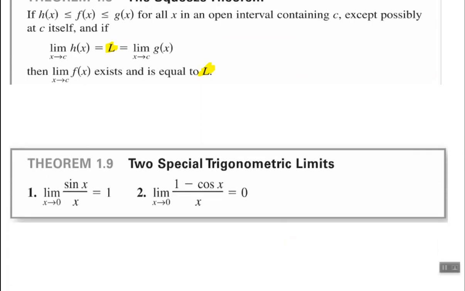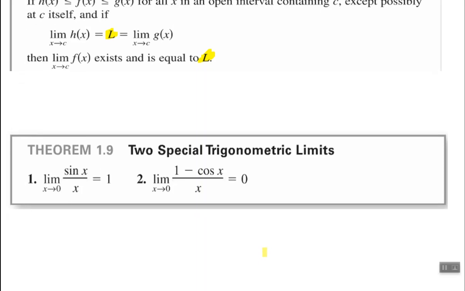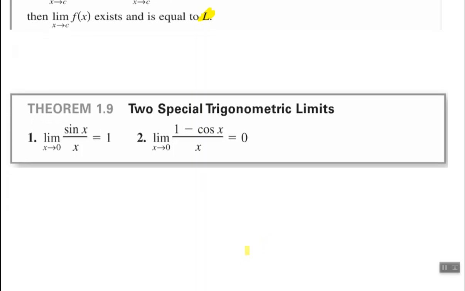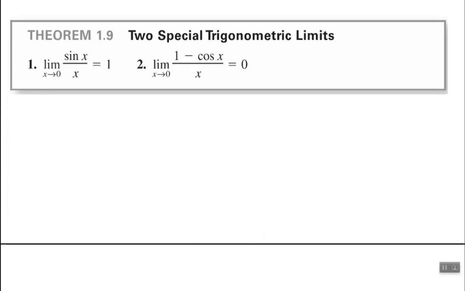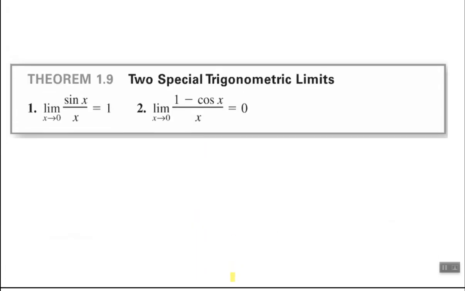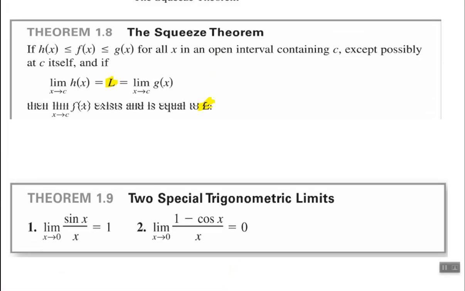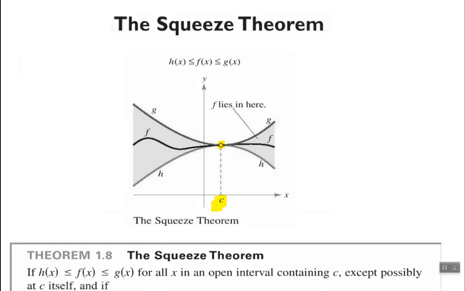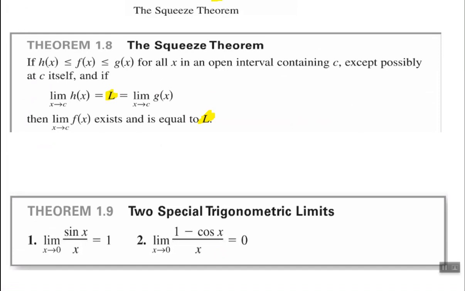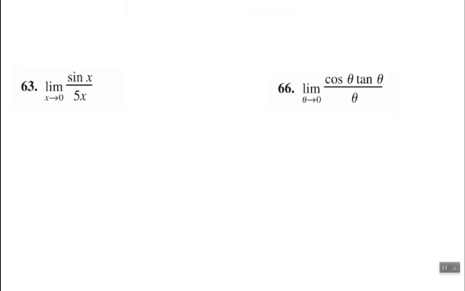And then special trigonometric limits, we have two I just want you to be aware of. It says that the limit of sine of x over x as x approaches 0 equals 1. And the limit of 1 minus cosine of x over x as x approaches 0 is 0. Okay, so you may want to write those down. Pause the video there and write those down. Alrighty, let's look at a couple more problems, and then that's going to wrap this video up.